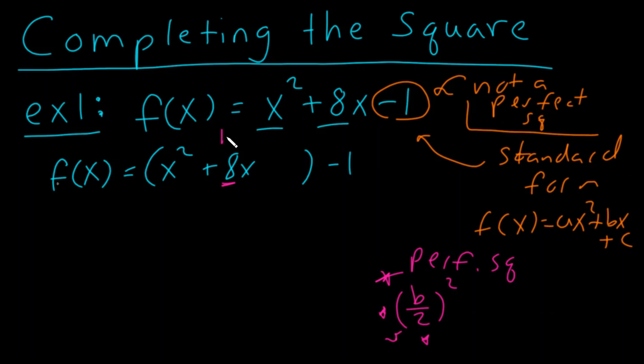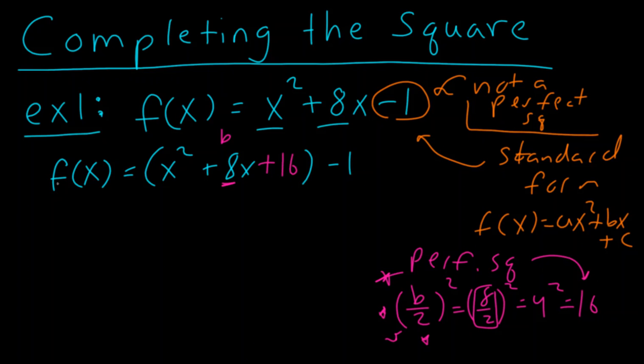Well, we know that our b term is this 8 because it's in front of the x. So what is 8 over 2 squared? Of course, we take care of our parentheses first, and 8 divided by 2 is 4 squared. And y'all should know 4 times 4 will give us 16. This is our perfect square that we want. So we'll write plus 16.